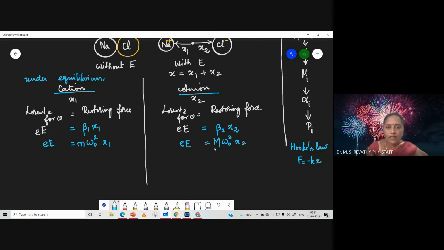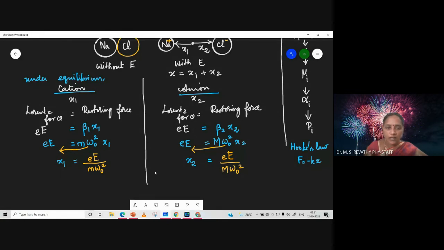We have framed the equations also. The next job is to write an expression for x1 and an expression for x2. So this x1 will be equal to, what we should do: this m omega naught square goes to the denominator, and this capital M omega naught square goes to the denominator. So here E divided by small m omega naught square. On this side, I get small e capital E divided by capital M omega naught square. So we have calculated the individual displacements. The first task is over.